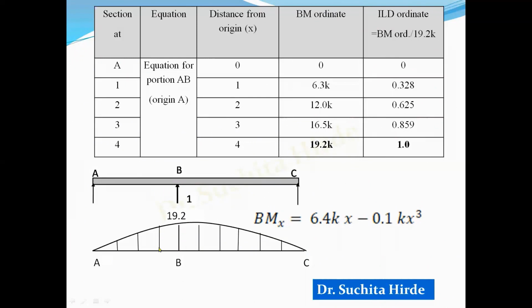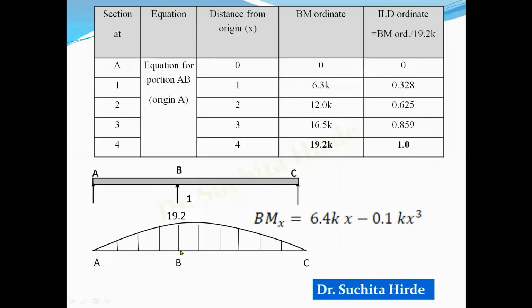16.5 K is this value. So these are nothing but the deflected shape due to unit load. But we are not interested in calculating deflection due to unit load. We want this ordinate as 1. When this ordinate becomes 1, then this diagram is called an influence line diagram.